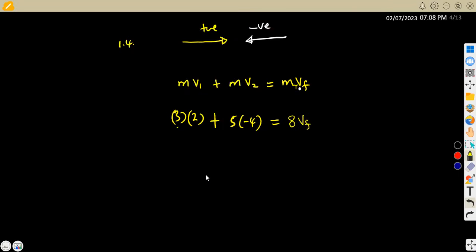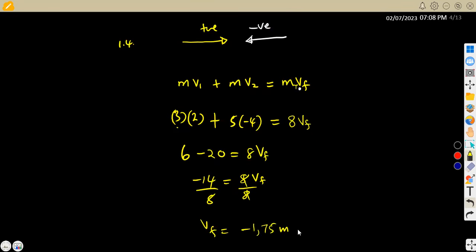So it's now an equation that you're supposed to use to solve for VF. So 3 times 2, that is 6. 5 times negative 4, that is negative 20, is equivalent to 8 VF. 6 minus 20, guys, that's negative 4, which is 8 VF. So just divide by 8 on both sides. Our final velocity is going to be negative 1,75 meters per second, or you can write it as negative 1,75 meters per second like this. It's still one and the same thing.